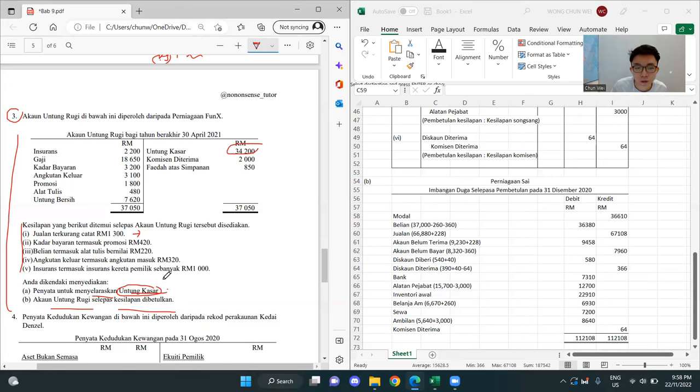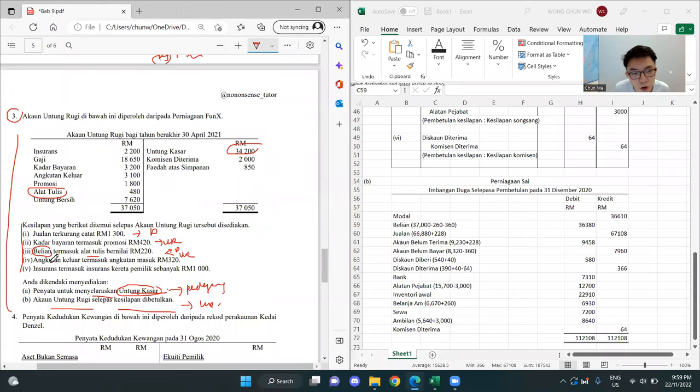Okay? So, in order to do that, we have to know which one goes to the perdagangan to get the untung kasar, and which is to the akaun untung rugi. So, jualan is in the perdagangan. Kadar bayaran is in the untung rugi. Belian termasuk alat tulis bernilai 220. So this one got two sides, perdagangan and untung rugi. Because alat tulis is in the akaun untung rugi, but belian is in akaun perdagangan. So there are two sides.